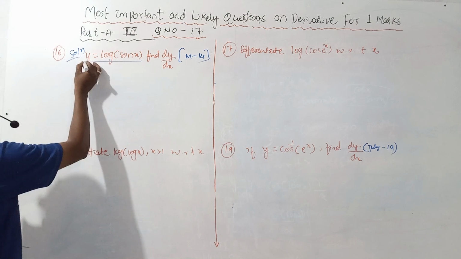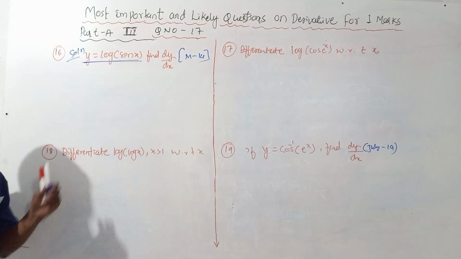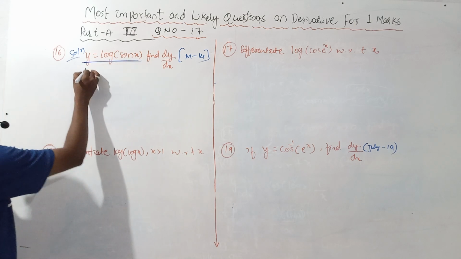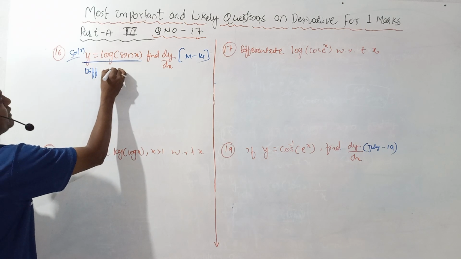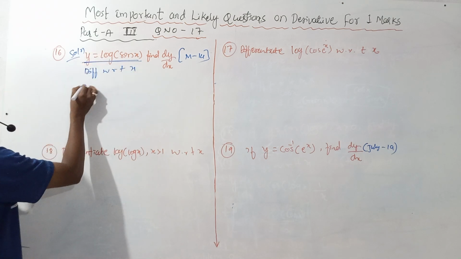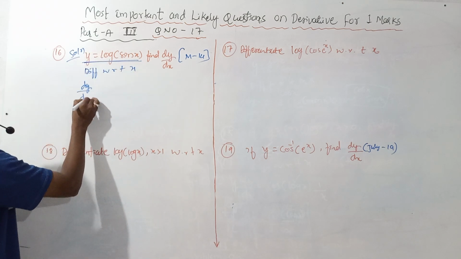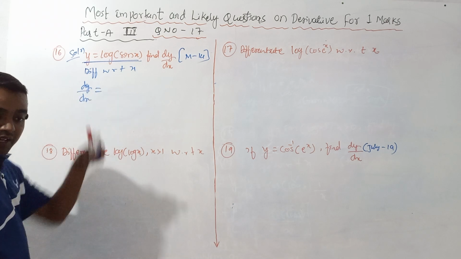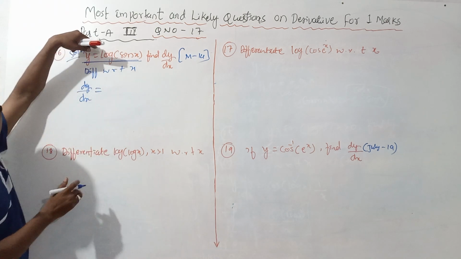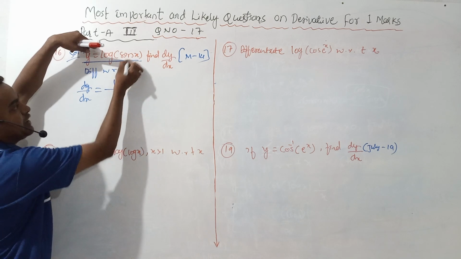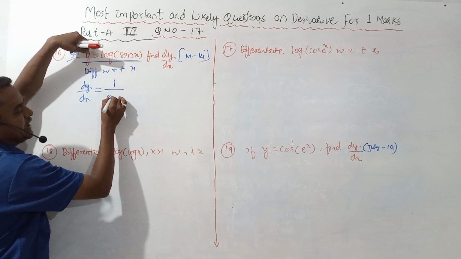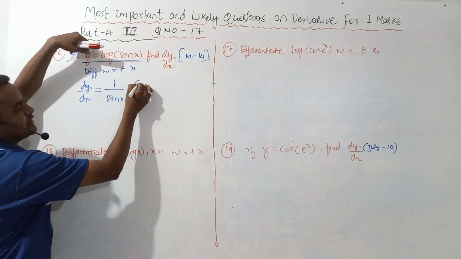Write the first step as it is; I am writing that function only. Now differentiate with respect to x. Derivative of y is dy by dx. Derivative of log 1 by x. Instead of x, what is here? Sin x. Derivative of this sin x is cos x.